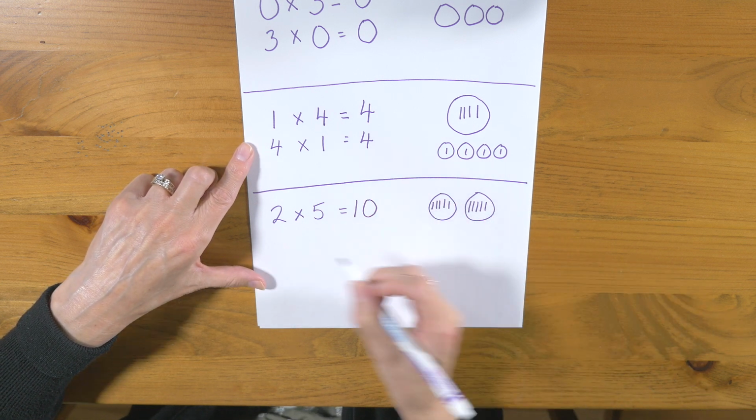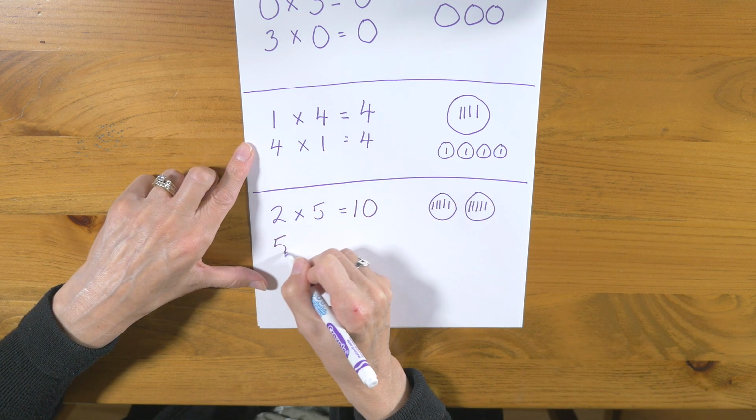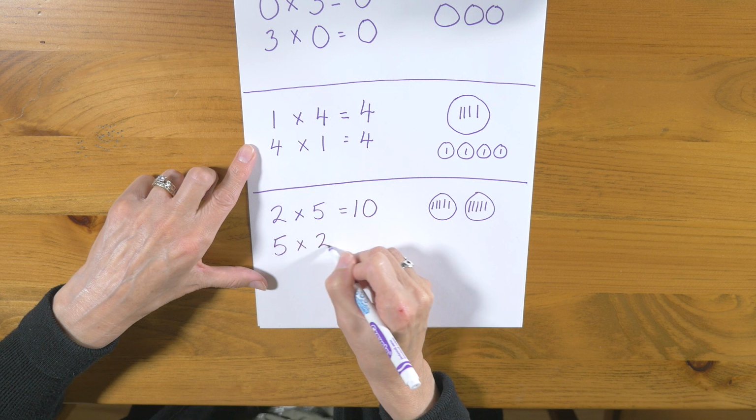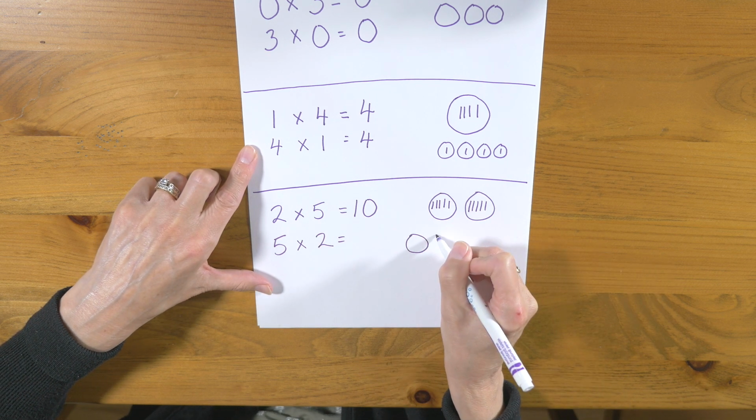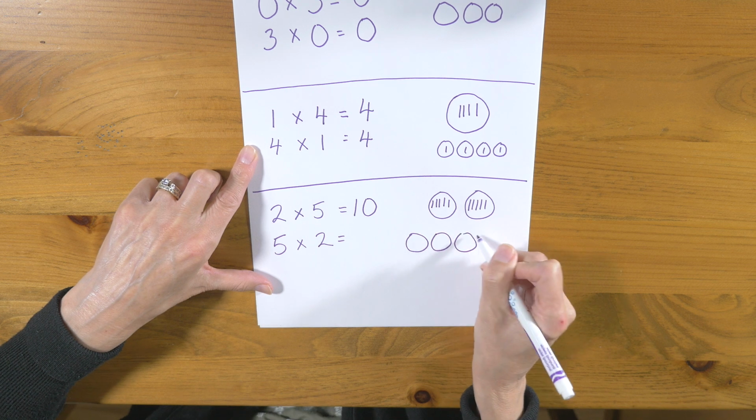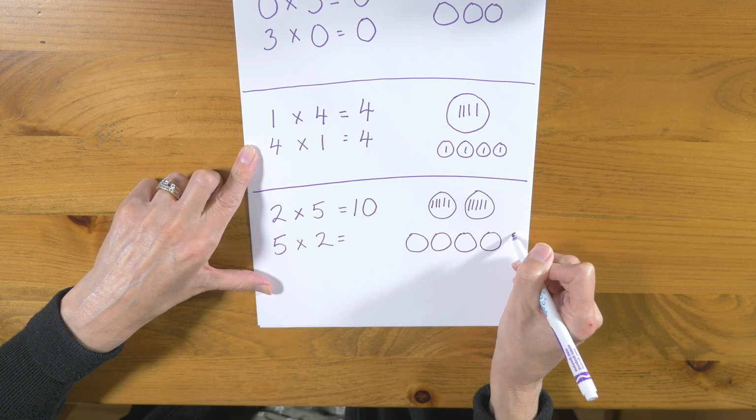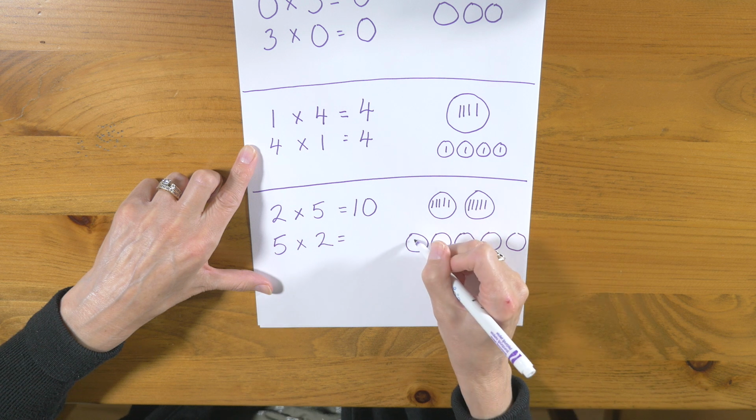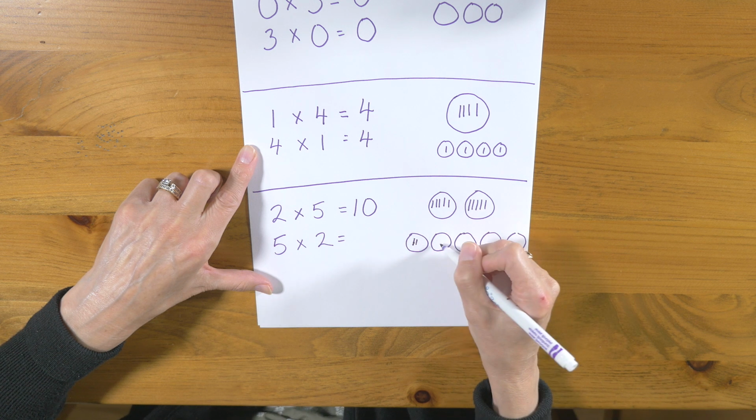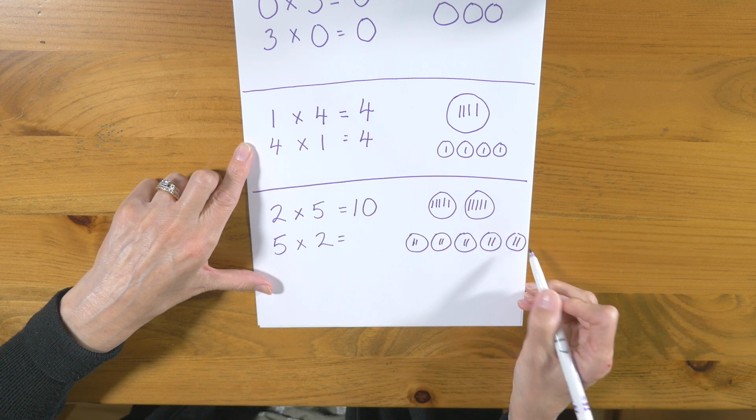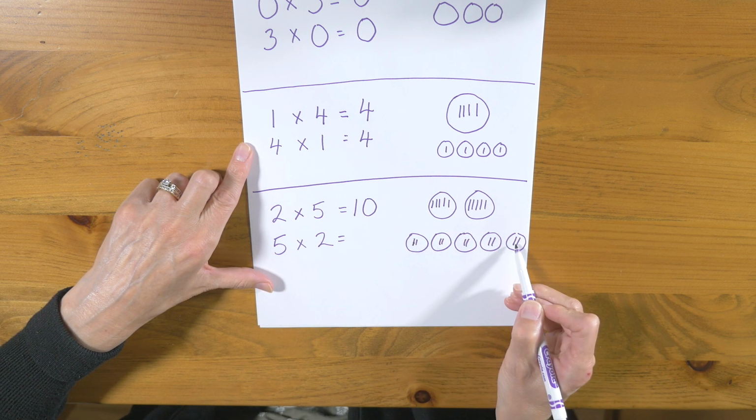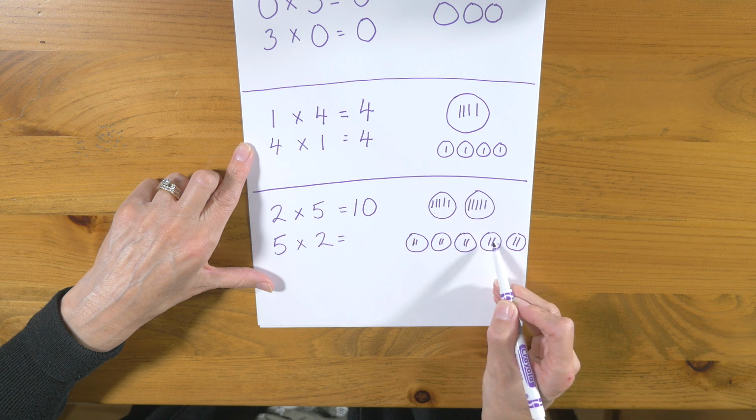If we turn it around, 5 times 2, we have to draw 5 groups. And then I can count my total, and I can count by 2s if it's this way. 2, 4, 6, 8, 10.